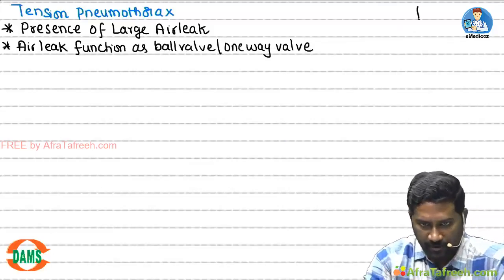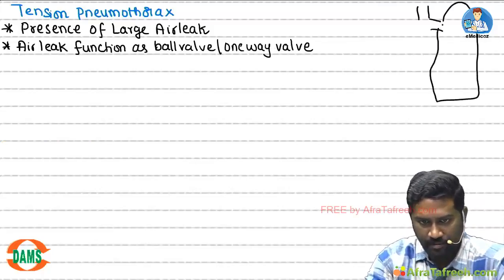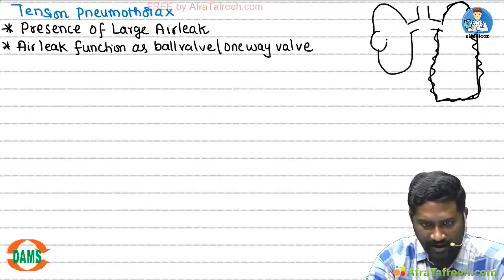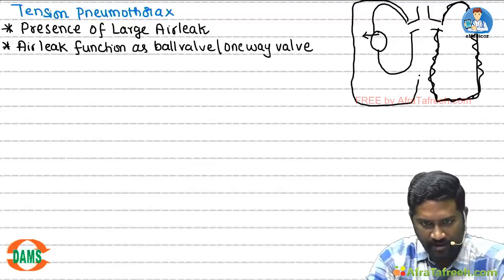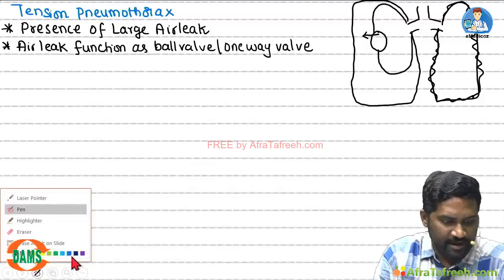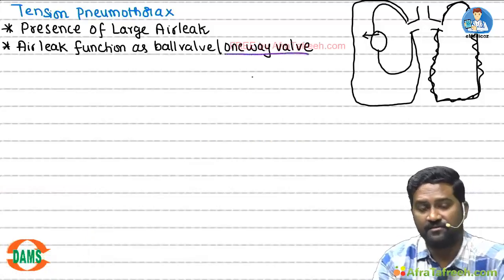What is this? Now consider this is the healthy lung, and let this be the pleural covering, and on this side the diseased lung. There was an air leak. Because of the disease, there is a large air leak. Air is leaking into the pleural space. Because of that, there is a pneumothorax. And they have come to know that this air leak was functioning as a one-way valve. Exact reason is not known.